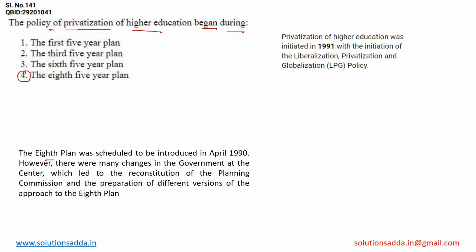The 8th plan was scheduled to be introduced in April 1990. However, there were many changes in the government at the center which led to the reconstitution of the Planning Commission and the preparation of different versions of the approach of the 8th plan. There are various other commissions as well, but the major thing in the 8th 5-year plan was the privatization of higher education. Privatization of higher education was initiated in 1991 with the initiation of the liberalization, privatization and globalization policy.